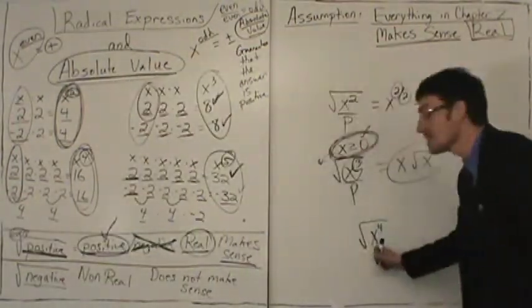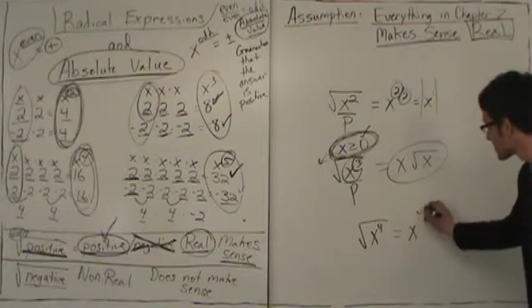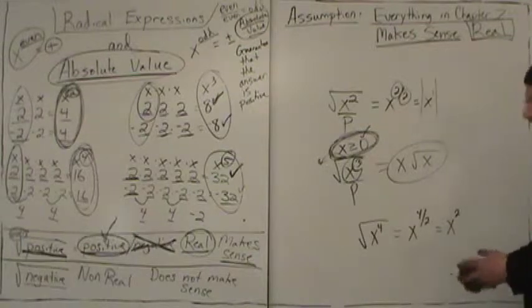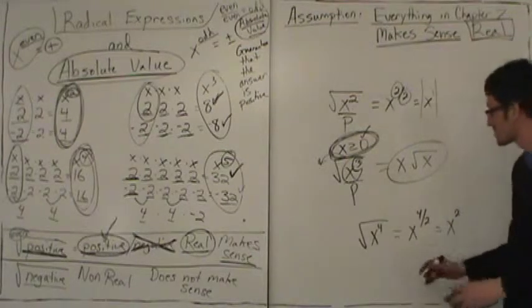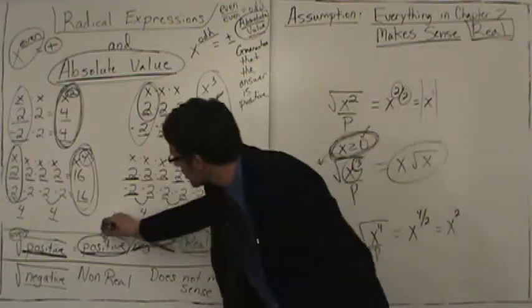So we know nothing about x itself, but watch what happens. Here we end up with x to the 4 divided by 2, which is what? X squared. That's nice. Okay, so we want our answers. We already know that our radicand is positive, and we want our output to also be positive.